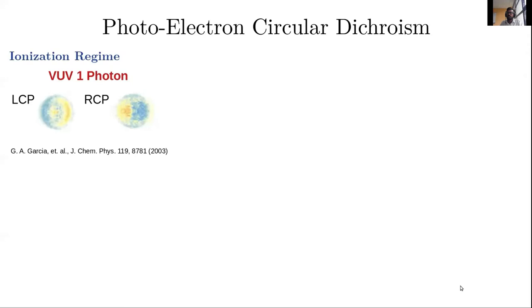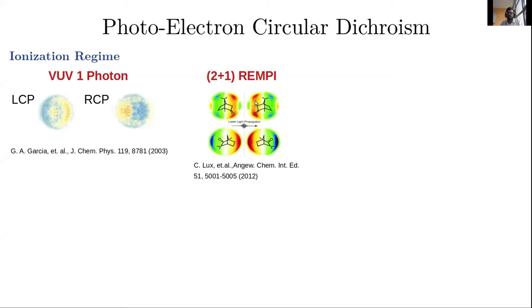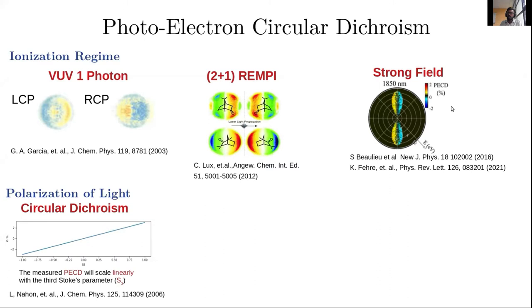Now, so far, PECD has been studied in various ionization regimes, such as VUV one-photon, 2+1 resonance-enhanced multiphoton ionization, and even in strong fields. In general, PECD uses circularly polarized light, and indeed you want as many circular photons as possible in the experiment to get the highest possible signal. It was shown that PECD scales linearly with the amount of circular photons present in the laser beam, and this amount is represented by the third Stokes parameter, which basically gives the percentage of circular photons present in the beam.